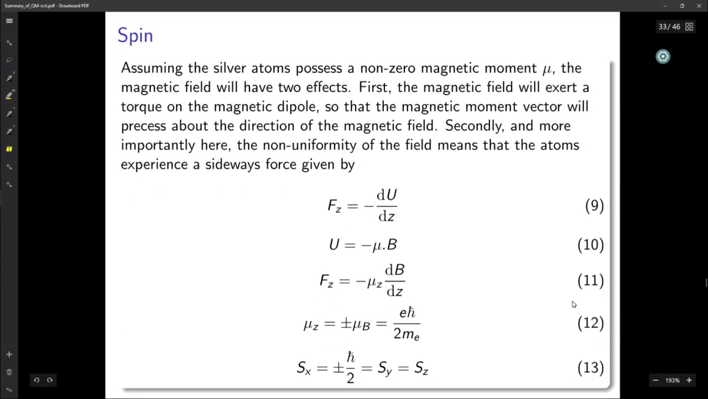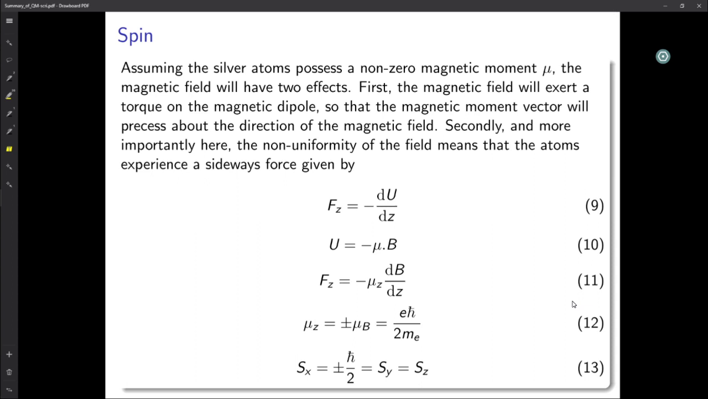Next slide, please. So assuming the silver atoms possess a non-zero magnetic moment, obviously, because there is a single electron in the valence shell, it will have some non-zero magnetic moment. The magnetic field will have two effects. First, the magnetic field will exert a torque onto the magnetic dipole. That is given by r cross F, and it will induce a certain torque onto the magnetic dipole of the atom.